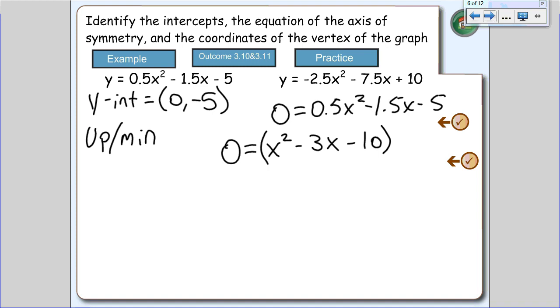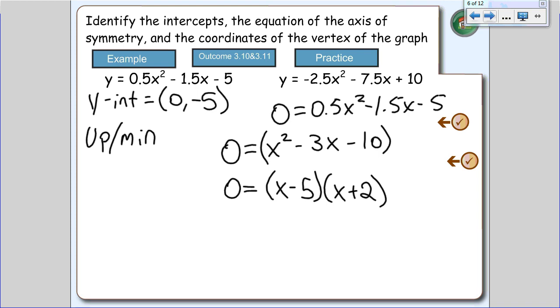Okay, factor that. Things that multiply to be negative 10 and add to be negative 3: negative 5 and 2. I just diamond method it.